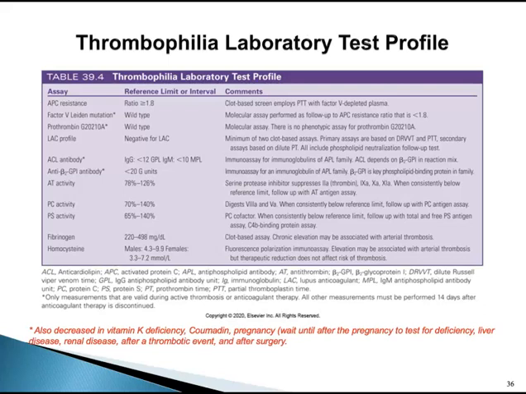And here you have a table. This is straight from the book, and it explains the assays that we could run for a thrombophilia laboratory test profile. So if we suspect activated protein C resistance, or factor V Leiden mutation, or the prothrombin G2021-A mutation, you can run a lupus anticoagulant profile, an anticardiolipin antibody, an anti-beta 2 glycoprotein antibody, antithrombin, protein C, protein S, fibrinogen, and homocysteine.